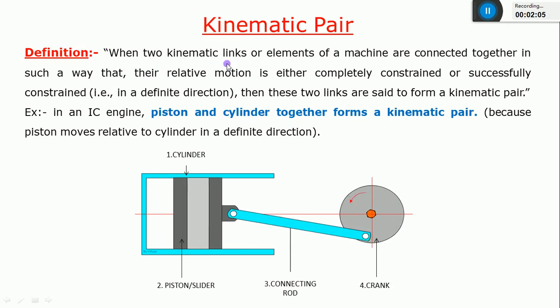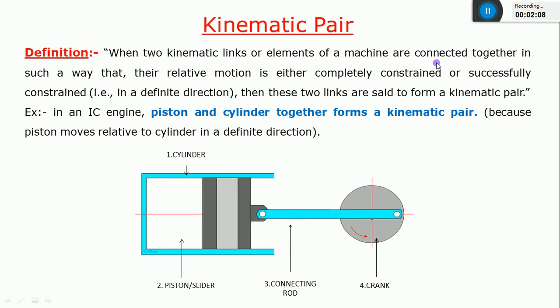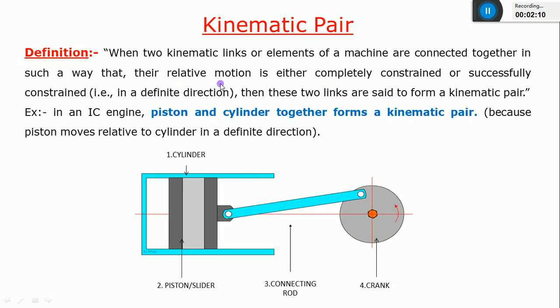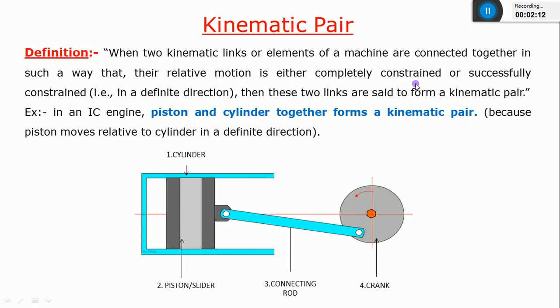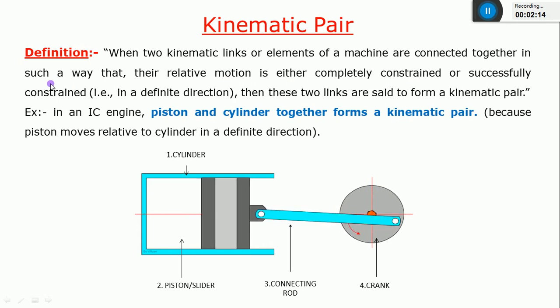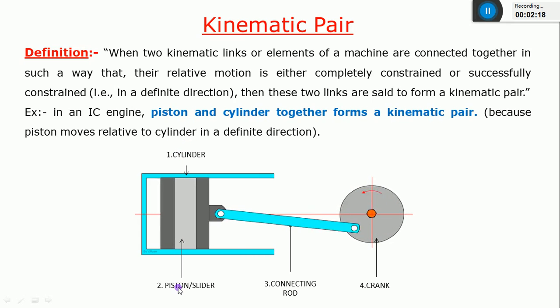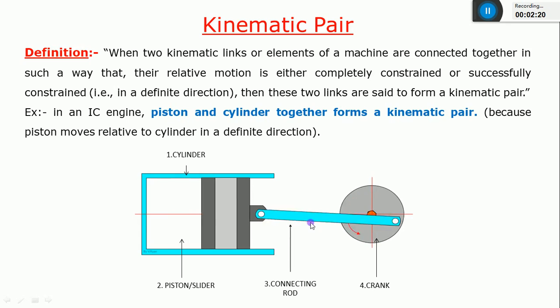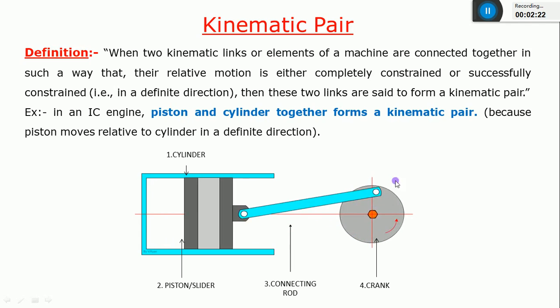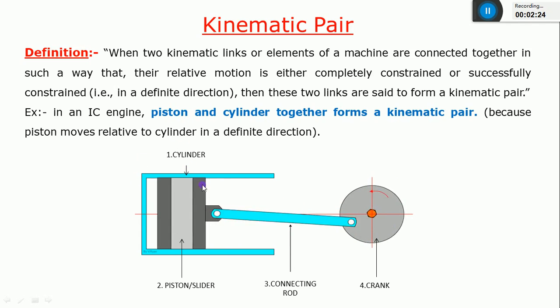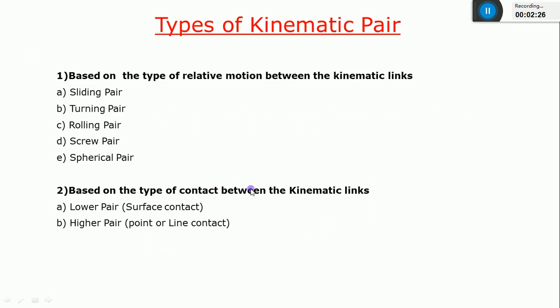So when two links or elements of a machine are connected together in such a way that the relative motion is completely constrained or successfully constrained, then you can consider any two links, either cylinder or piston or connecting rod or crank, and they will form a kinematic pair. We have started with the types of kinematic pair.